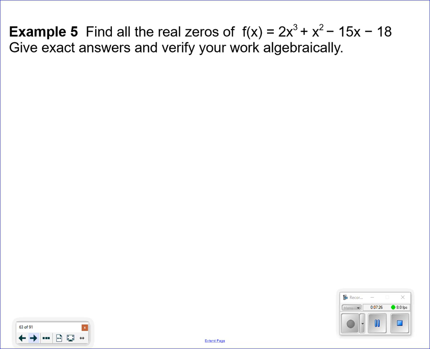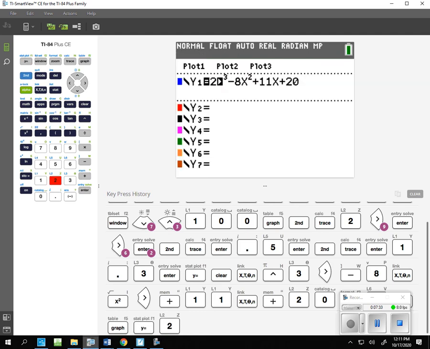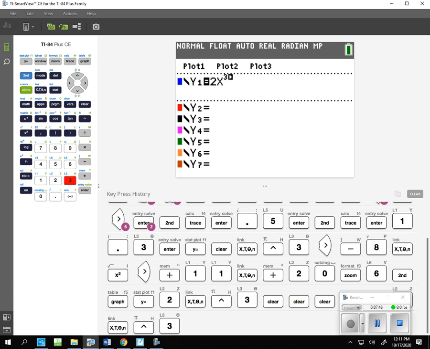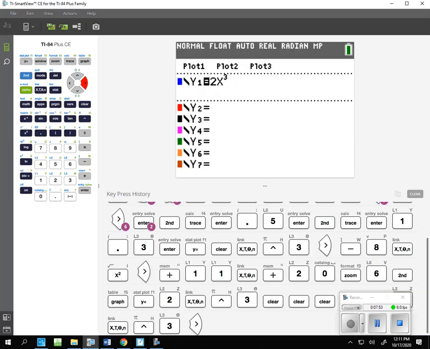And again, we're going to type this into the graphing calculator. So 2x cubed plus x squared. So let's get back to the graphing calculator. 2x cubed plus x squared minus 15x minus 18.